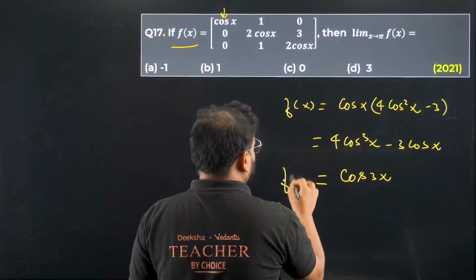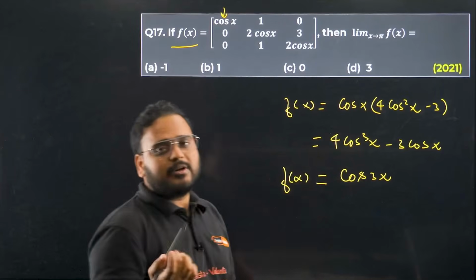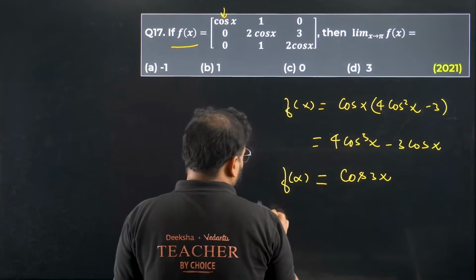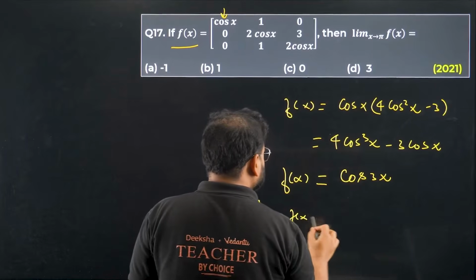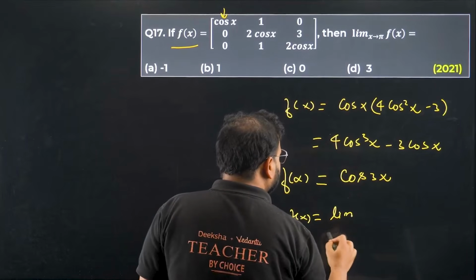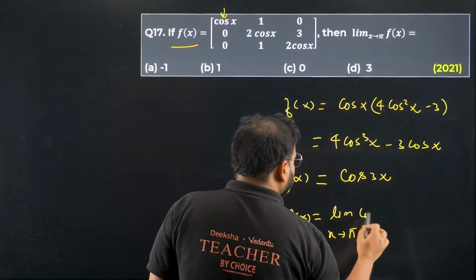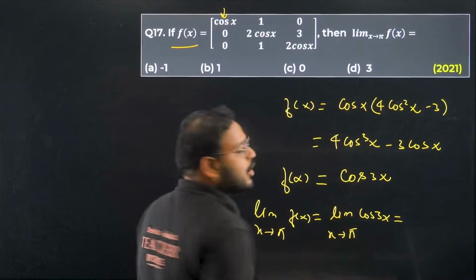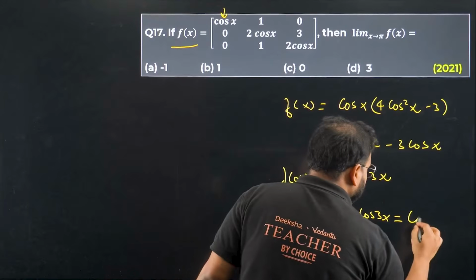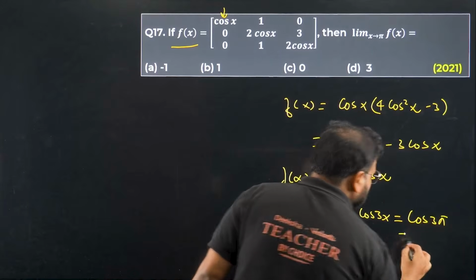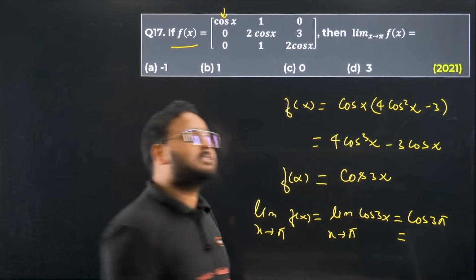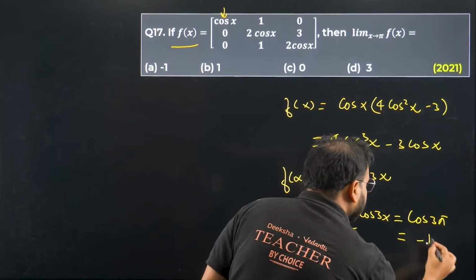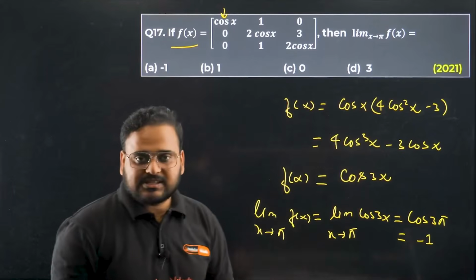Okay. I'm looking to apply what? Limit to this. Apply now. Limit x tends to pi for fx will become limit x tends to pi for cos 3x. How much is this? Cos 3 pi. Cos pi is minus 1, cos 2 pi is 1, and cos 3 pi is again minus 1. The range of cos is from minus 1 to 1.